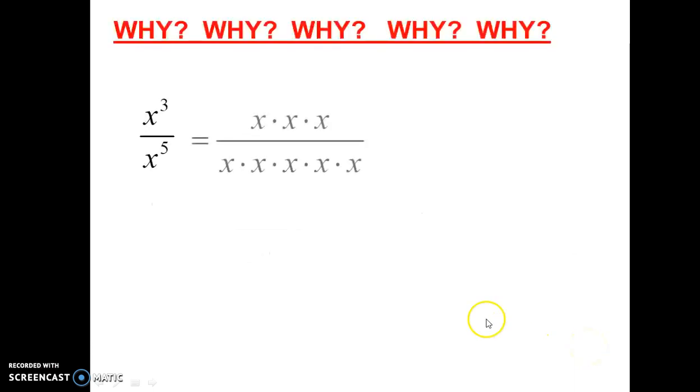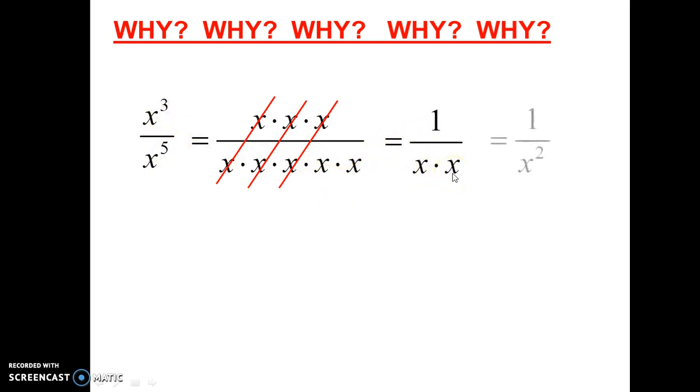Why does that work? Let's take a look. So here's one that has a cube on top and a 5th power on the bottom. So 3 x's are there, 5 x's are there. If I cancel away pairs, I'm left with 2 x's on the bottom. So this is the same as having 1 over x times x, which is 1 over x squared.